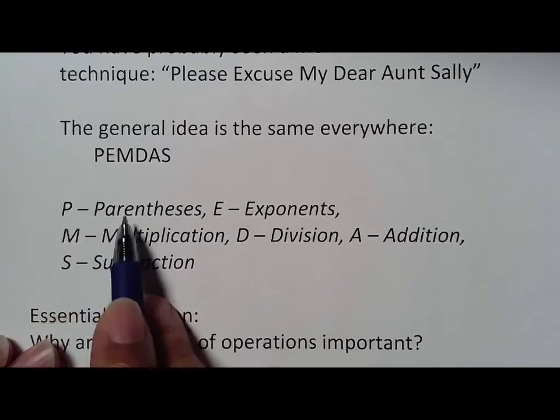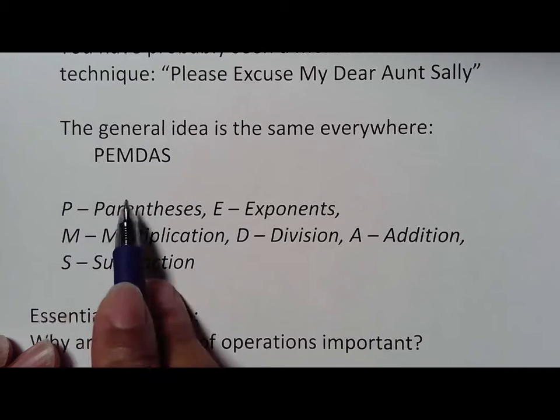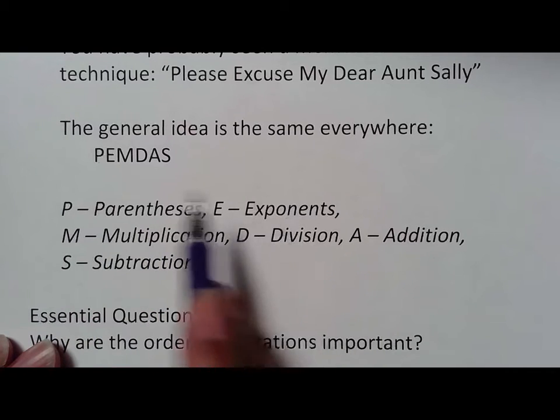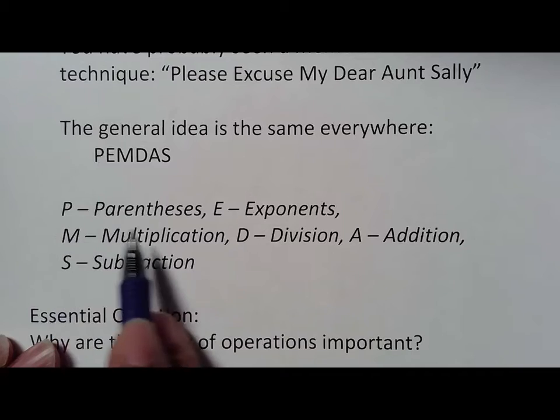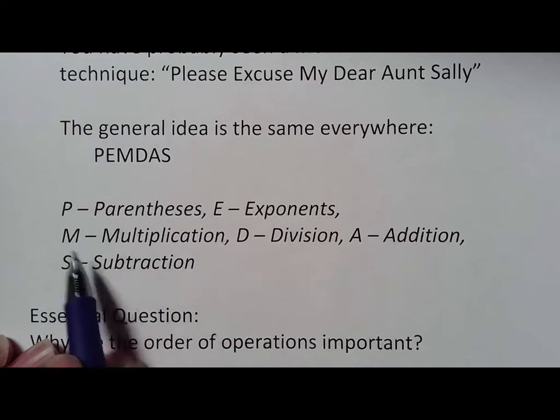P stands for parentheses, which means parentheses is the top priority. E stands for exponent, second top priority, and then it just keeps going down. M is multiplication, D is division, A is addition, S is subtraction.